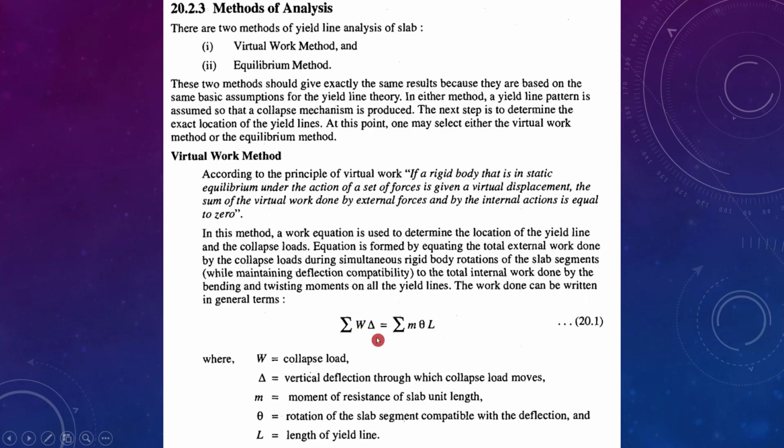This is an expression: total external work done, sigma W into delta, where delta is the virtual displacement, is equal to sigma m into theta into L, which is the internal actions. So W is the collapse load, delta is the vertical deflection through which the collapse load moves, m is the moment of resistance of the slab per unit length, theta is the rotation of the slab segment to make it compatible with deflection, and L is the length of the yield line. So these things will be very clear when you do a problem.